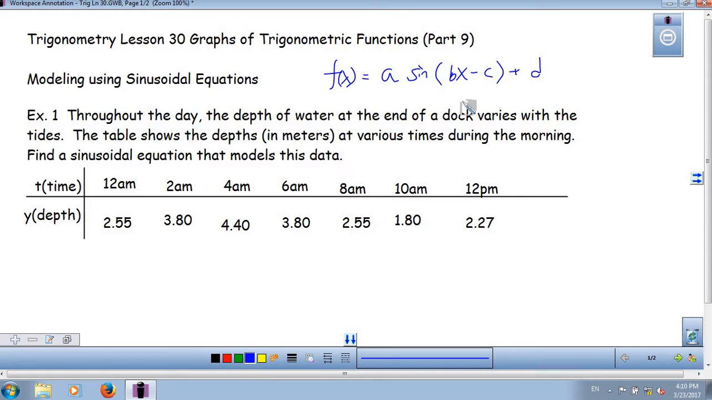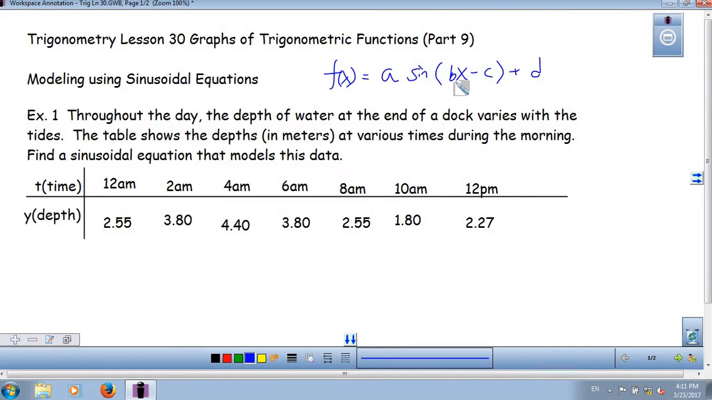So we have four numbers here we can play around with. For lack of any better term, I think there should be an actual term for those numbers. Each of them affects the graph: A affects the amplitude, B affects the frequency and the period, C affects the phase shift, and D affects the vertical shift.